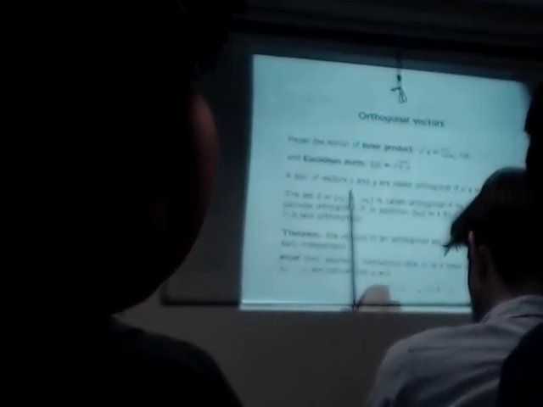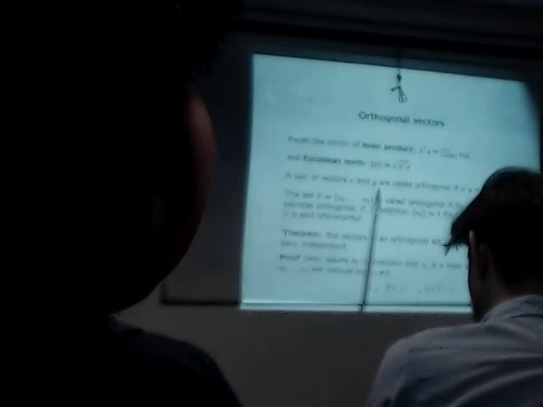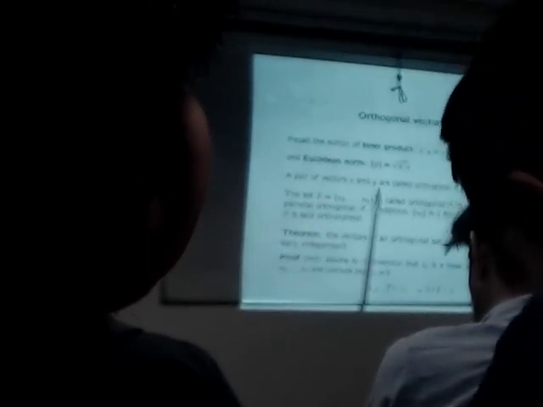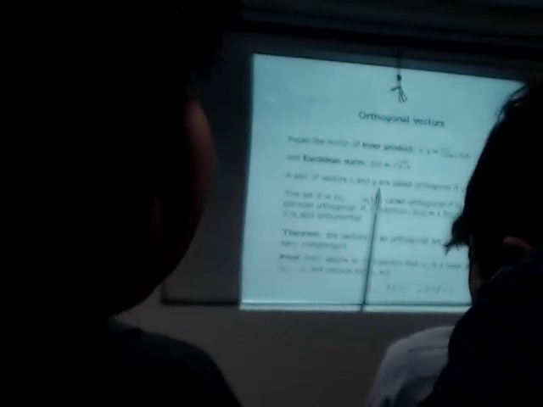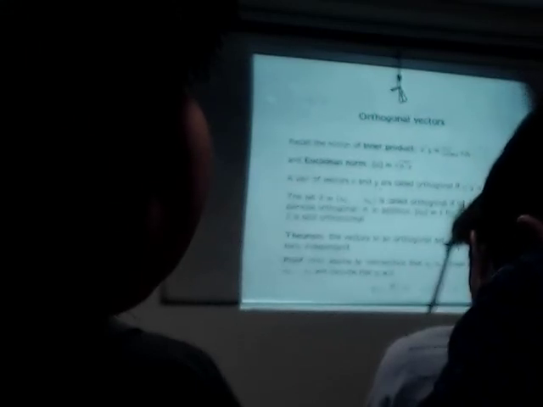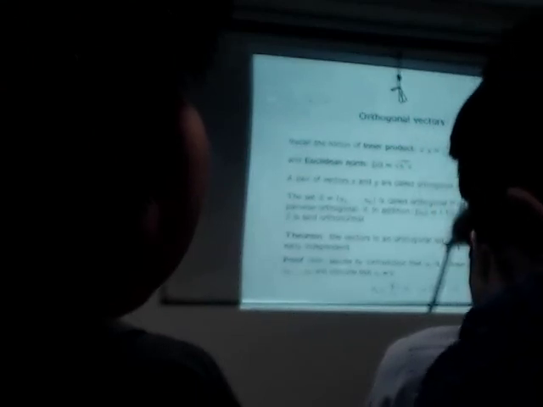Now, if you take two generic vectors, x and y, they are said to be orthogonal if their inner product is zero. So what does this mean? This means that the angle between the two vectors is 90 degrees. So if you are in the plane, take one vector and another vector, they would be orthogonal.